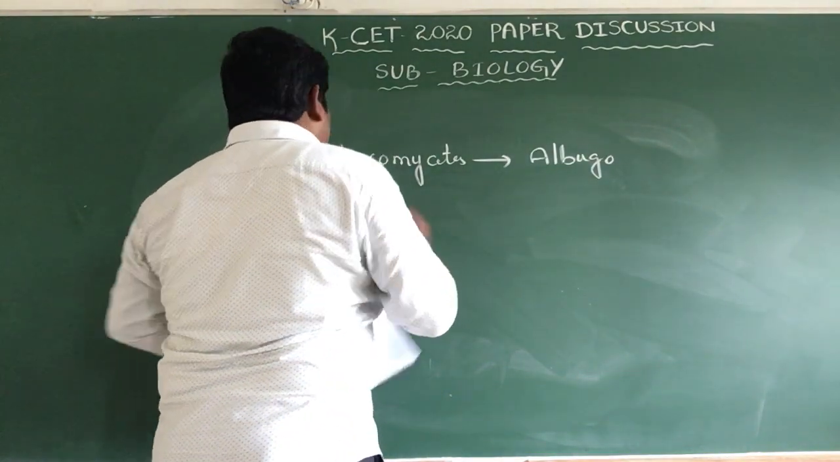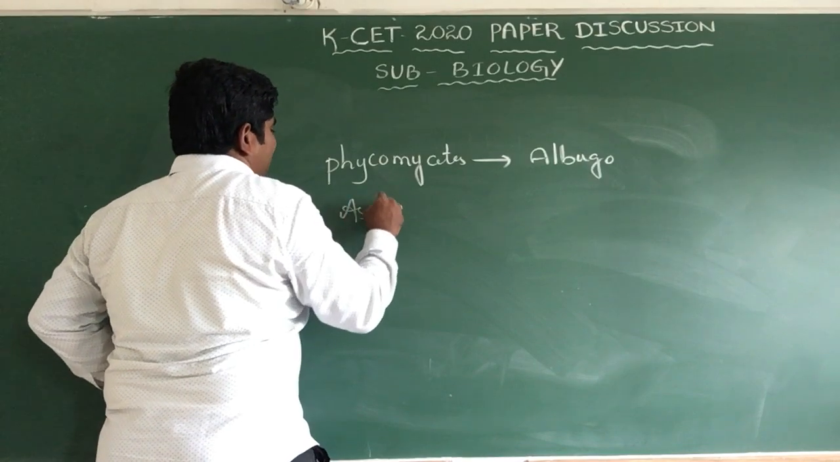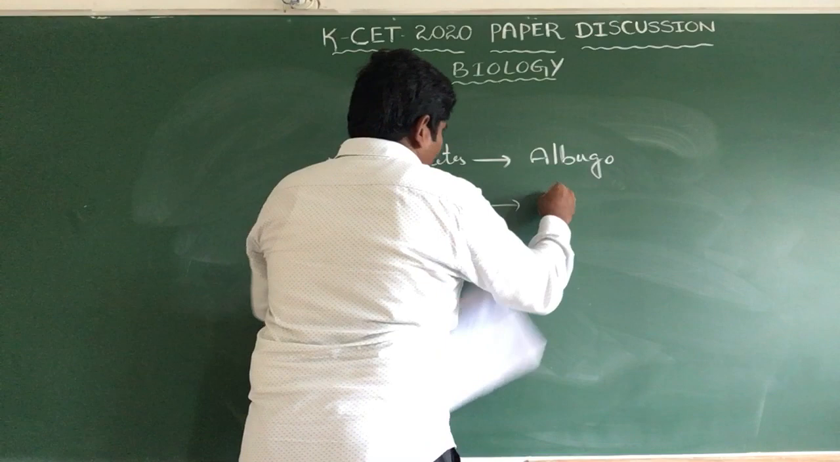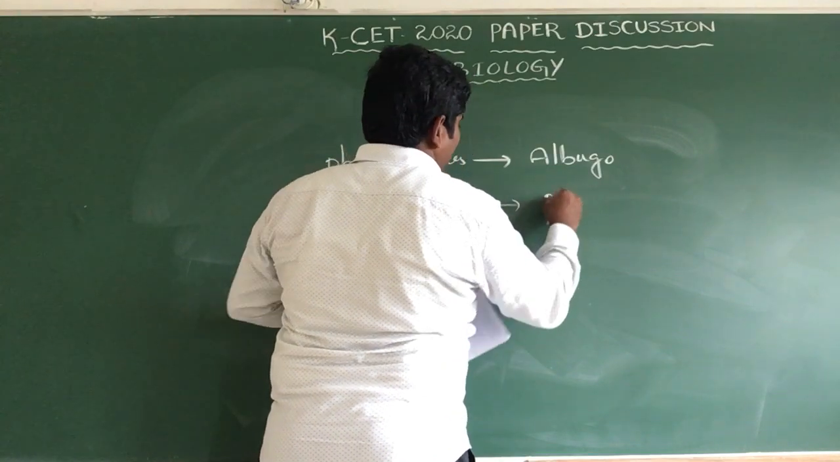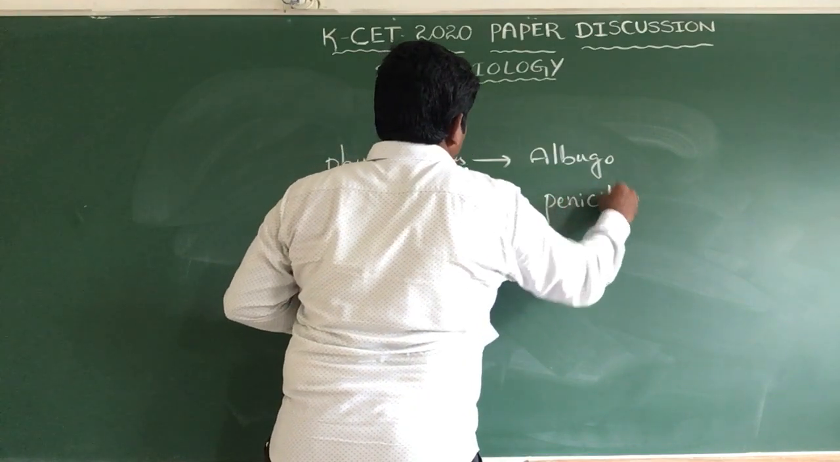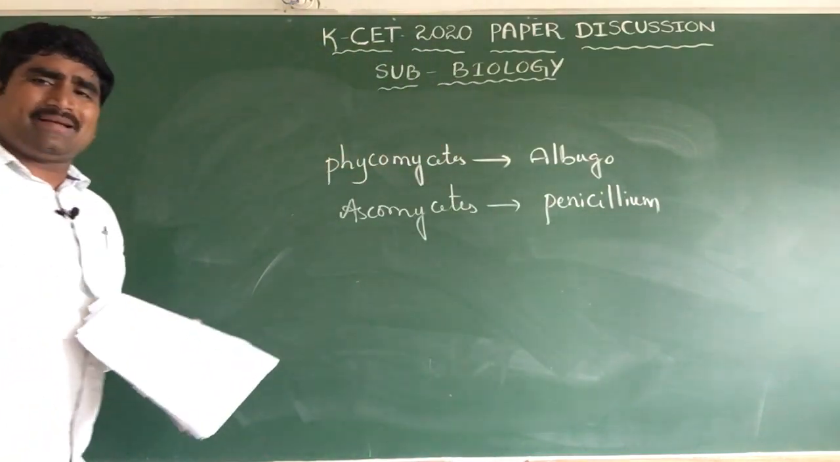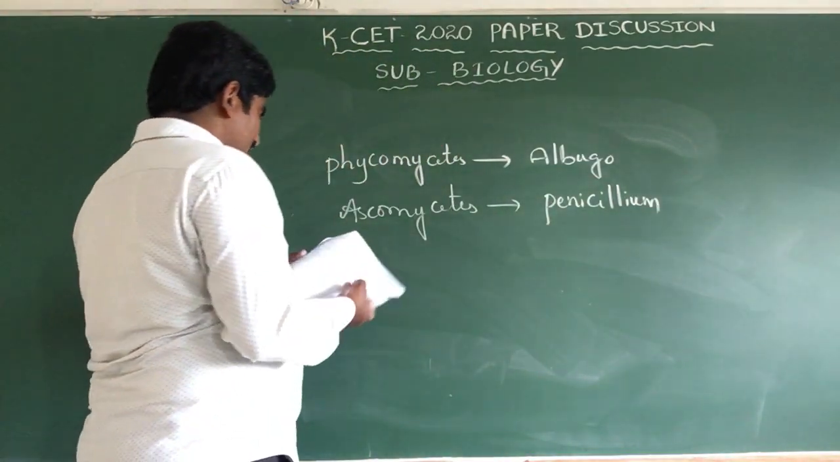Next one is Ascomycetes. In Ascomycetes, Penicillium is given. Penicillium, yeast and Aspergillus all come under Ascomycetes.